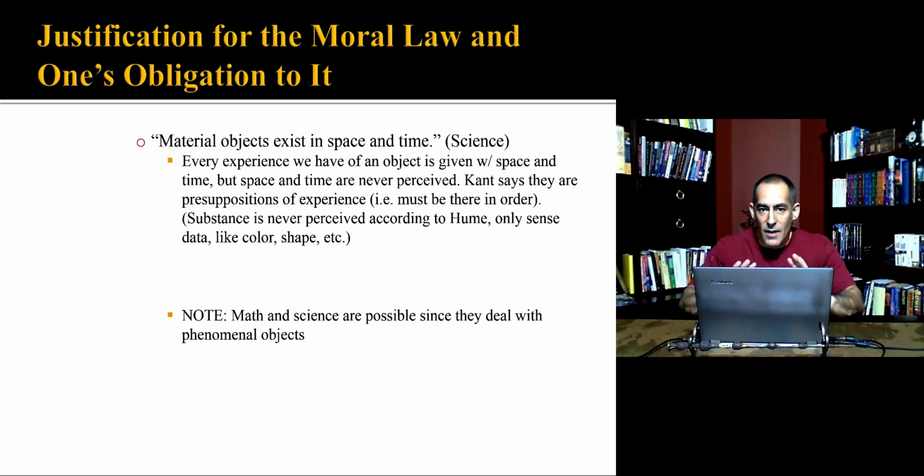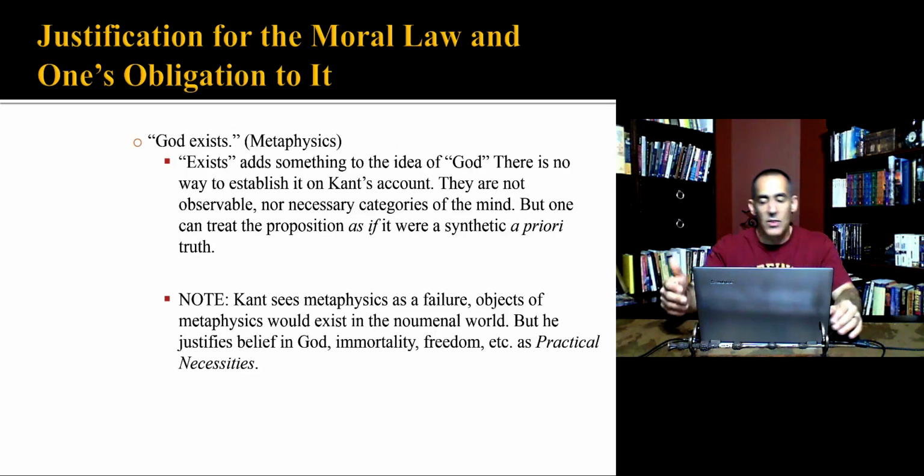Now, math and science are very possible in Kant's conception of things because they're dealing with what we call phenomenal objects. The metaphysical statements also fall into this category. So when I say something like God exists, he would say that's an a priori synthetic judgment. But he doesn't think metaphysical statements are as successful because they're not talking about what we call the phenomenal world, but something that we're going to call the noumenal world, and we'll talk about that in a little bit.